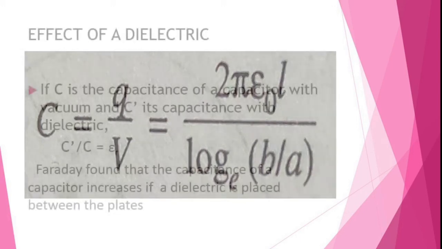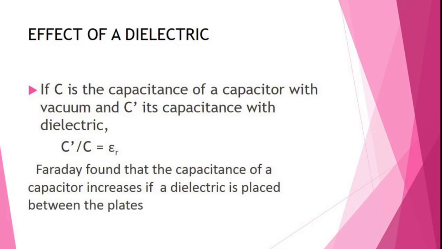Now the next topic, effect of a dielectric medium. We know that if C is the capacitance of a capacitor with air or vacuum as the medium, and C dash its capacitance with the dielectric, then C dash by C is equal to epsilon R, where epsilon R is called the relative permittivity of the medium.